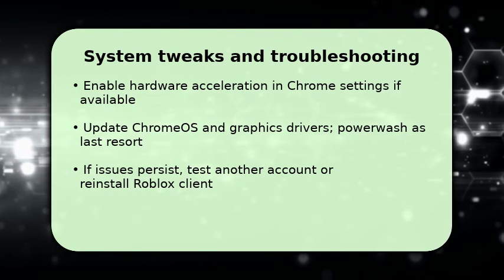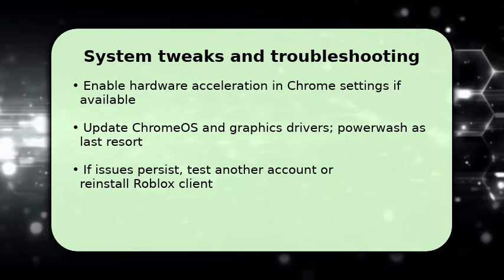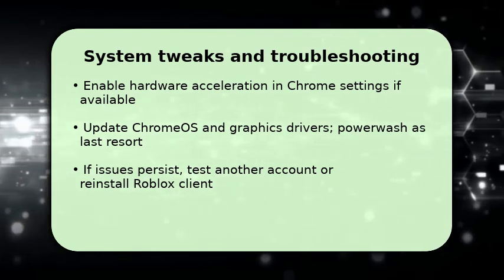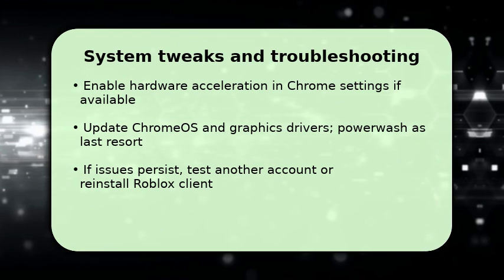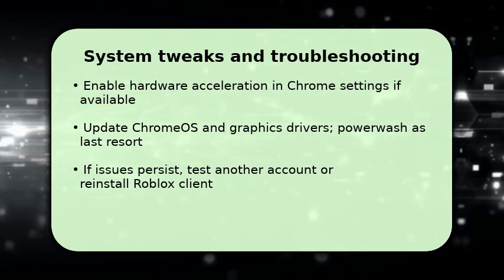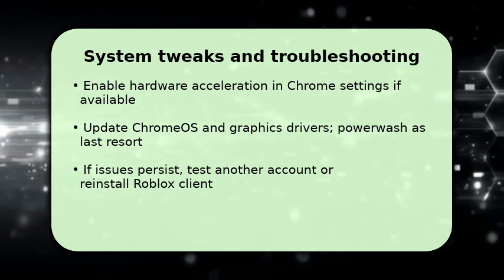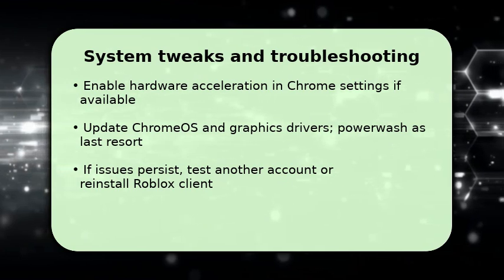Finish by tuning system options and handling stubborn problems. Enable hardware acceleration in Chrome if it's off. This shifts video work to your GPU and reduces stutter. Make sure Chrome OS and any graphics drivers are updated. Updates often fix scheduler and thermal issues.